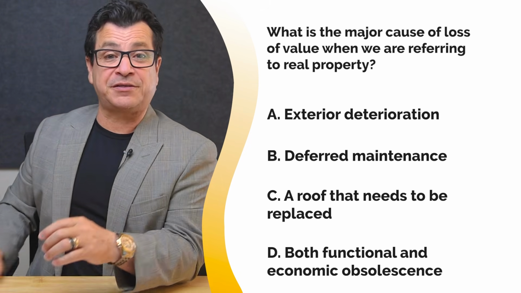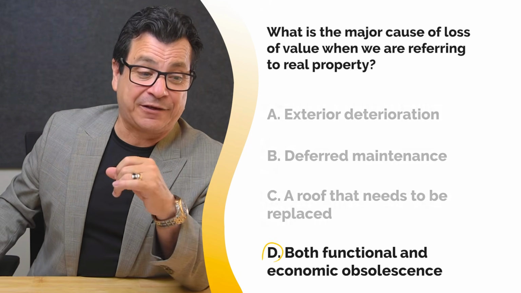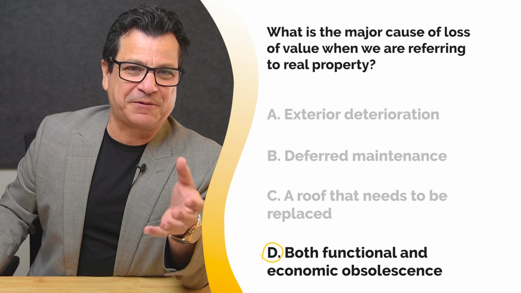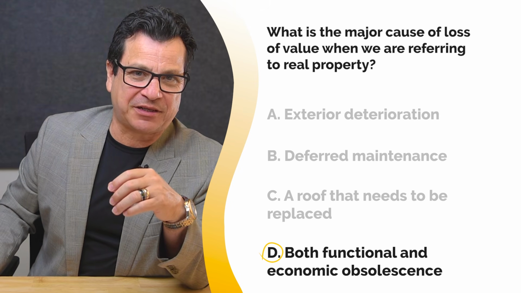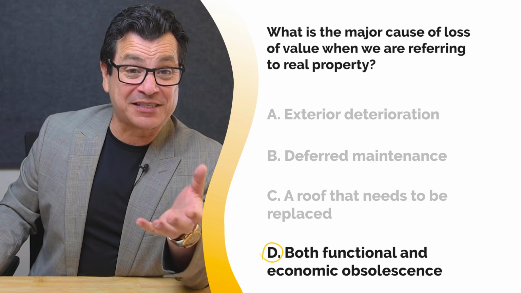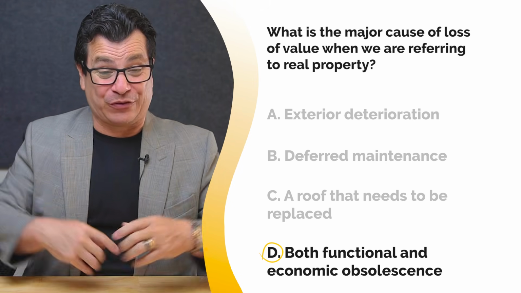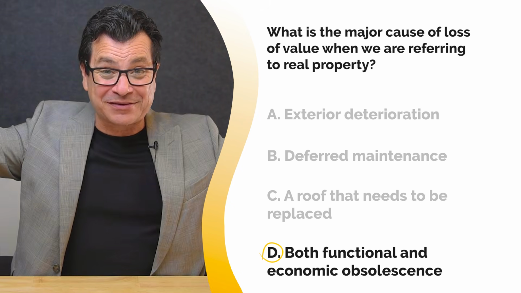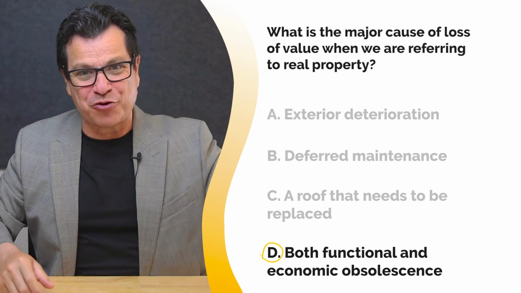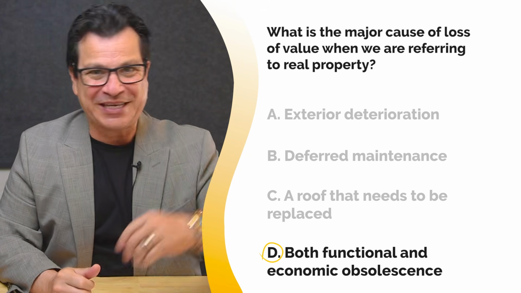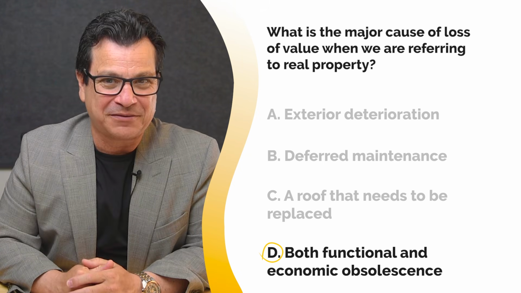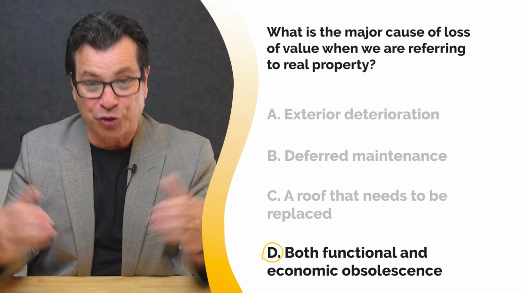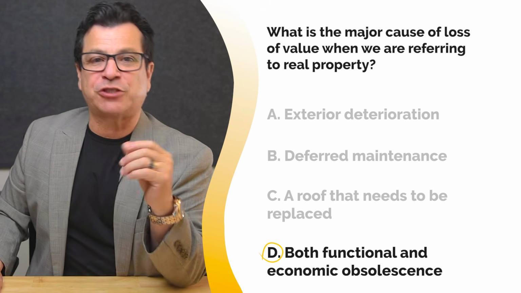The answer to this one is D, both functional and economic obsolescence. So what is functional and economic obsolescence? Well, functional obsolescence is problems within the house. Economic obsolescence is problems outside the house, in society, in the neighborhood, the crime, the political leadership, the lack of. Both of those combined together brings down the value of a property. Internal factors and external factors. Let's go straight to the explanation.